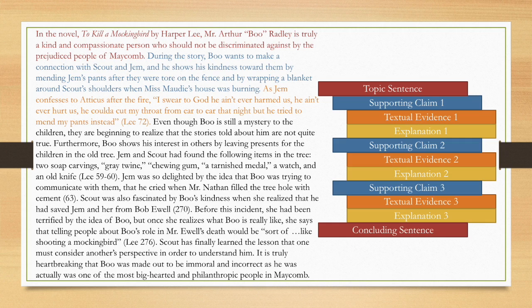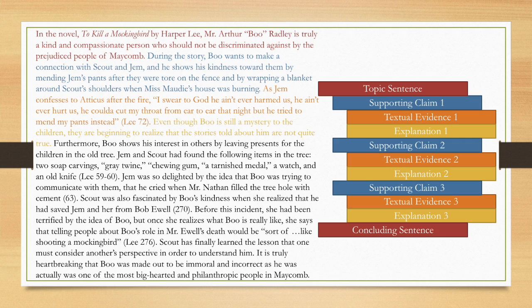"Even though Boo is still a mystery to the children, they are beginning to realize that the stories told about him are not quite true." So this sentence is an explanation sentence, and it is an explanation because it connects the dots for the reader. It says, hey, here's what you should think about that quote that I just gave you. And what you should think about that is that Boo really is a much nicer person. The kids realized that he wasn't doing anything to hurt them, that he was being kind and compassionate.